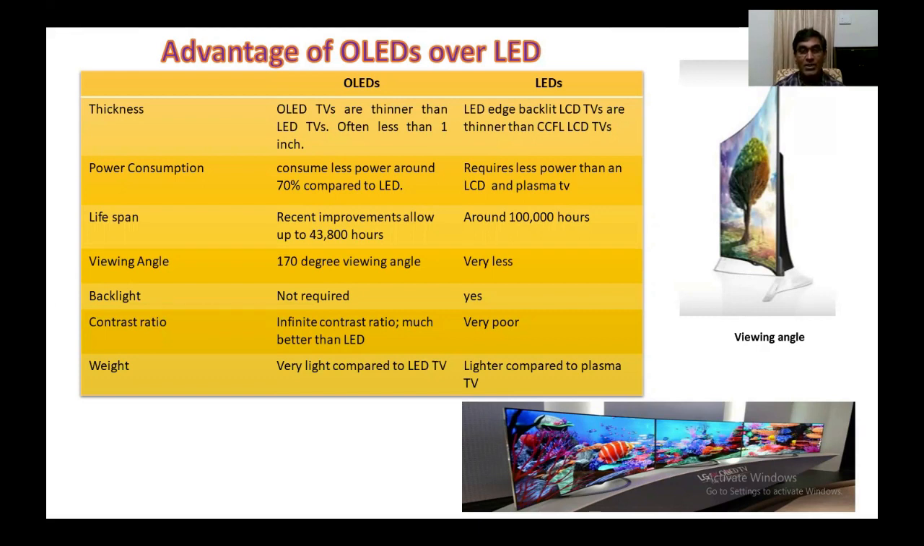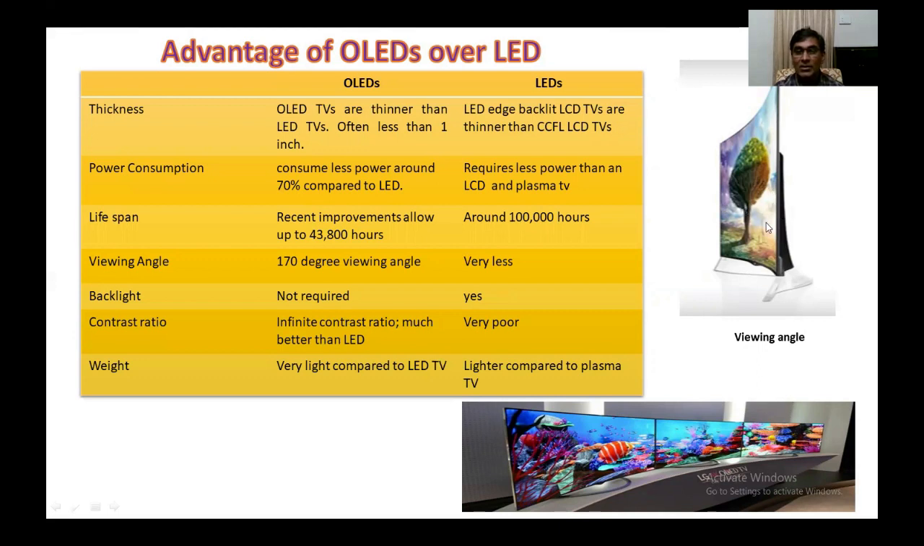The viewing angle is very high in the case of OLEDs, going up to 170 or 180 degrees. You can see this is the curved OLED television. You can see this picture of a tree at any angle, and it does not get distorted. But the angle of viewing in the case of LED is very small.